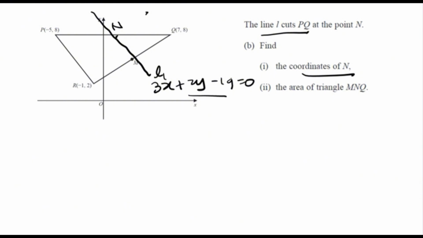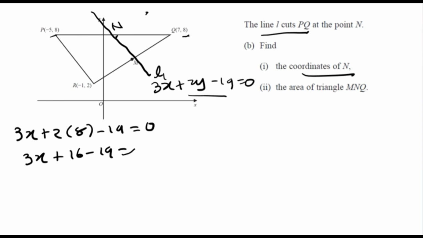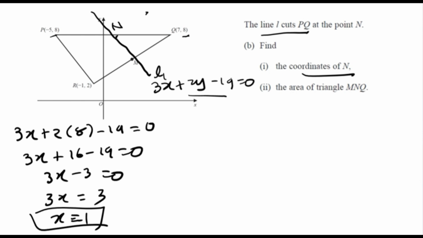In that we can substitute the y coordinate. So y coordinate of PQ line is 8. So 3x plus 2 into 8 minus 19 is equal to 0. So 3x plus 16 minus 19 equal to 0. 3x minus 3 equal to 0. 3x is equal to 3. X is equal to 1. So this is the x coordinate. We already know the y coordinate. So that means the coordinate of N is 1, 8. So this is the answer for your question 1.